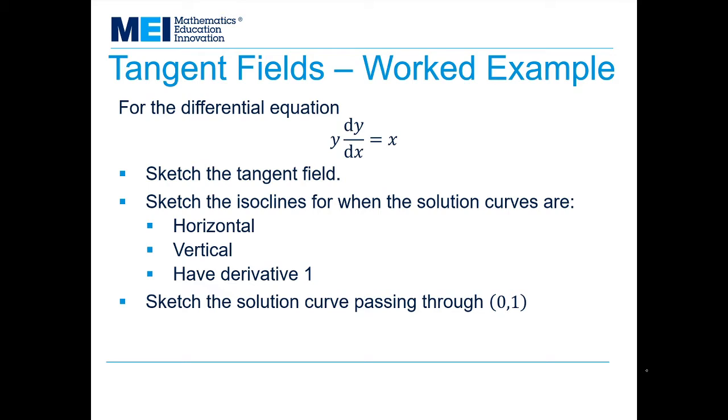Well, before I look at this in Geogebra, I want to rearrange this so I've got the differential equation in the form dy by dx equals. So, rearranging it, I need to divide through by y, so I'm going to get dy by dx equals x over y. Now I've got my derivative as a function of x and y, so I can have a go at plotting it in Geogebra and seeing what the tangent field looks like.